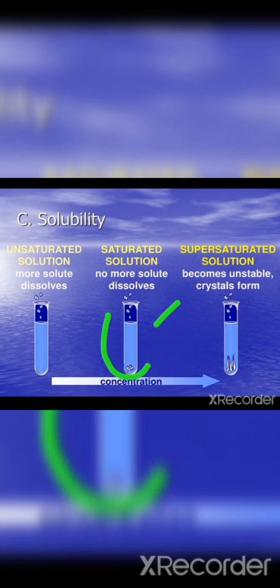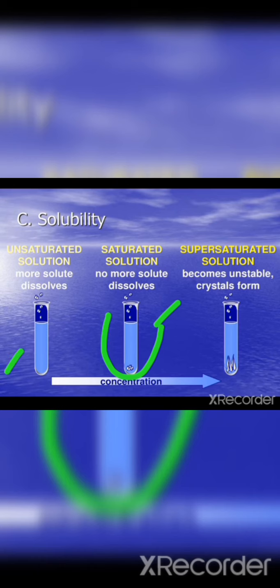So look at this diagram. Here no more solute can be added or dissolved at a particular temperature. For example, take sugar and water. As you keep adding more sugar, it dissolves. After a particular point, no more sugar can be dissolved. That particular solution is called a saturated solution. So a saturated solution means a solution in which no more solute can be dissolved at a particular temperature.